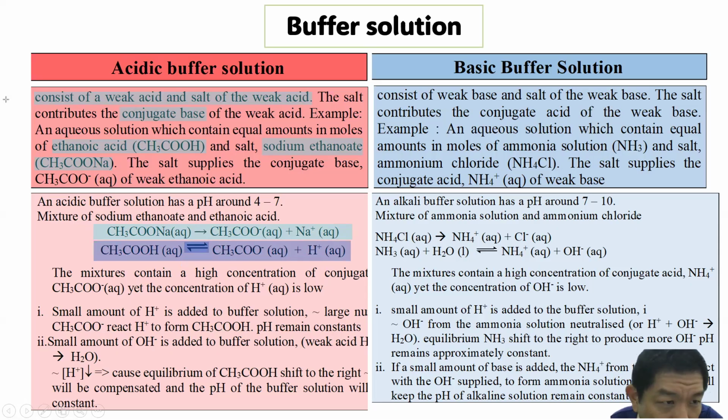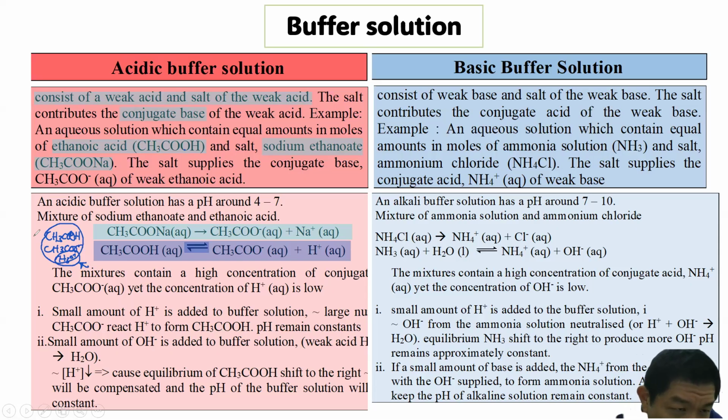So now inside this solution, you have generally three main components. You have CH3COOH, you have CH3COO minus, and then you have H3O plus. Because you want to maintain the pH of the solution, all you have to do is maintain the H3O plus so that it remains virtually unchanged.